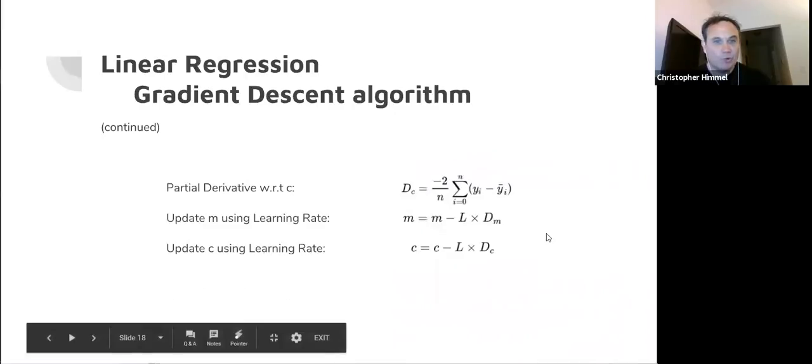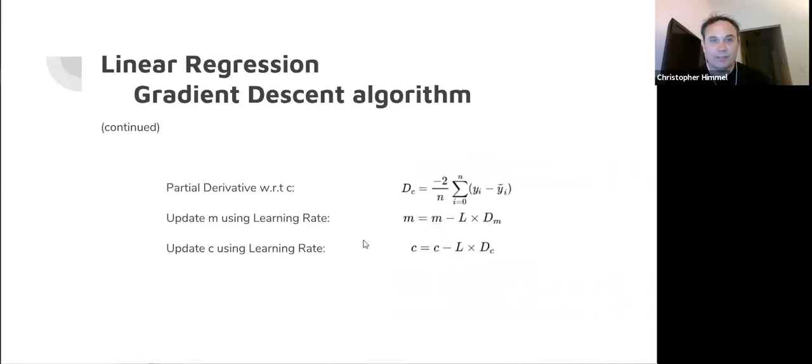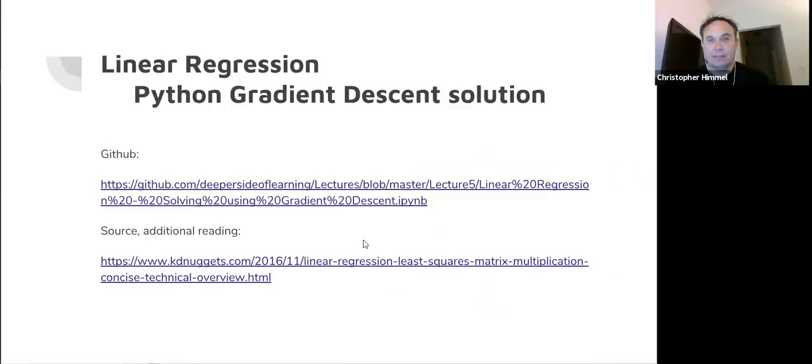Okay. All right, so here are our formulas. Next thing is, you guessed it, we're going to do this in code.